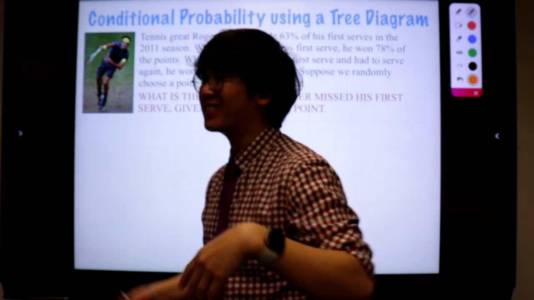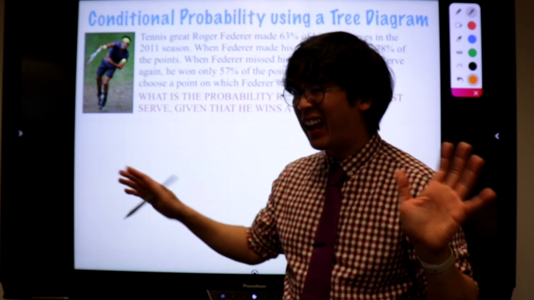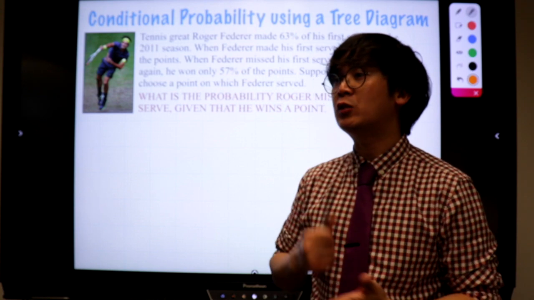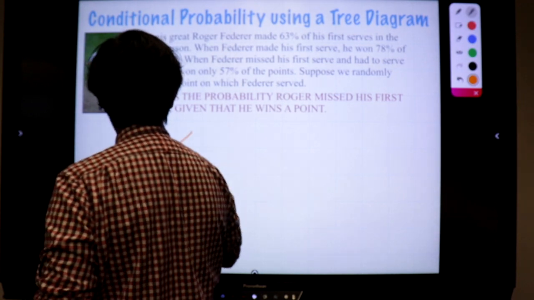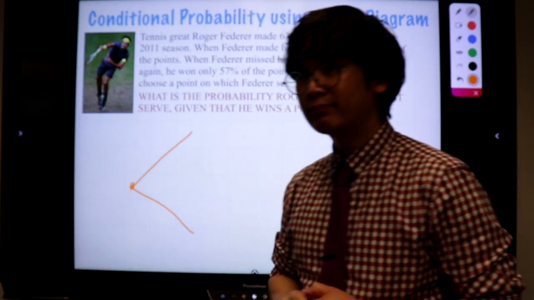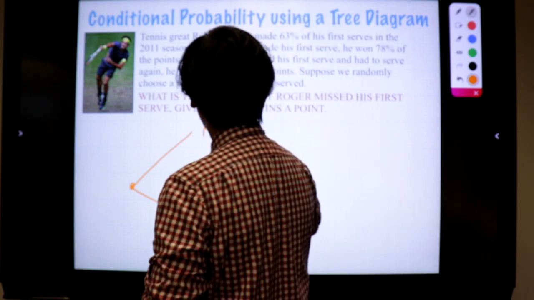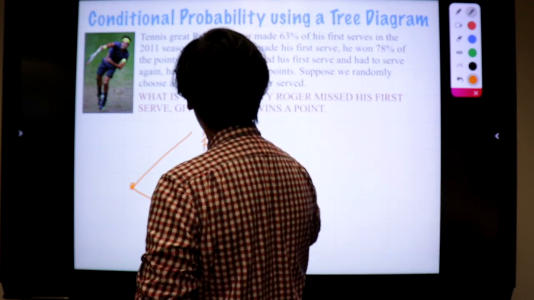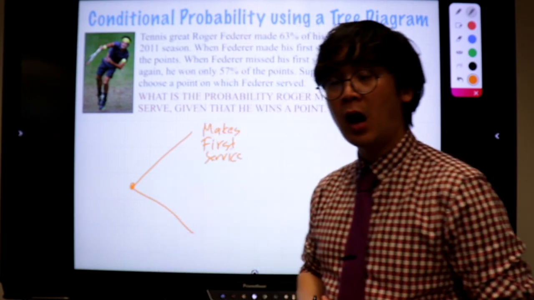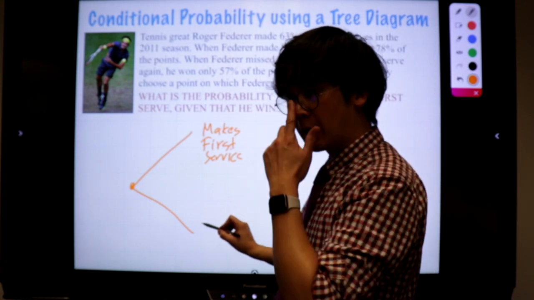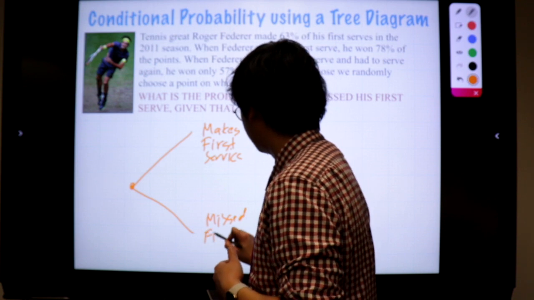Since there are two serves, it's like making babies. Firstborn and secondborn. Got it? But not the same. Which means we're just going to be doing two branches here. What do you think is the first branch in our tree diagram? Makes it on the first serve, right? What is the second option? Missing it. Miss the first serve.